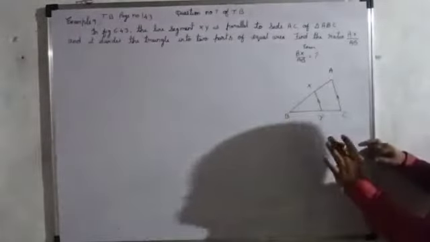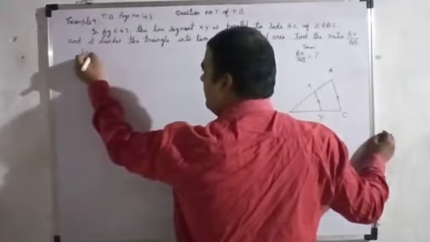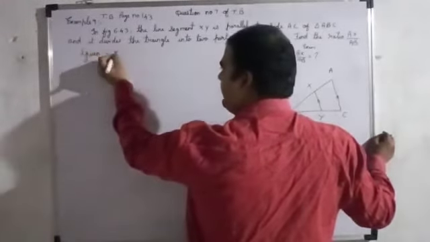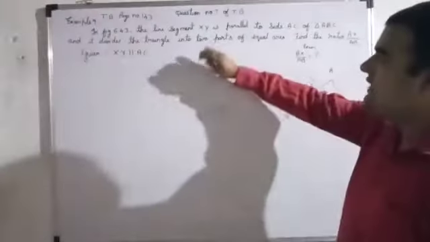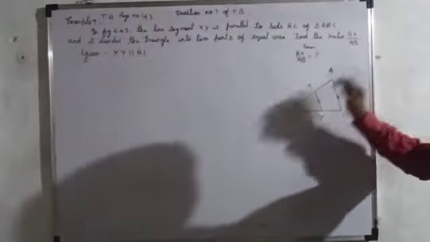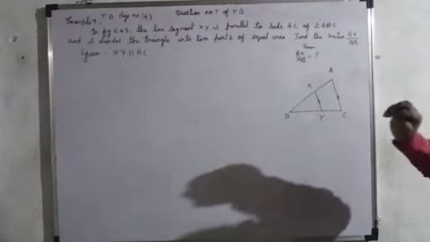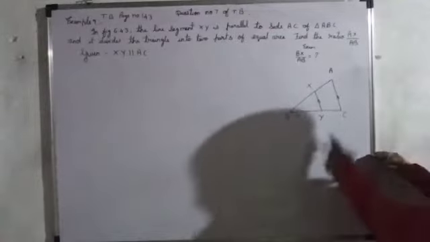This will come in the given, right? XY is parallel to AC. So in given, what is given? XY is parallel to AC. Next, line segment XY is parallel to side AC of triangle ABC, and it divides the triangle into two parts of equal area. So XY is dividing it into two equal areas.